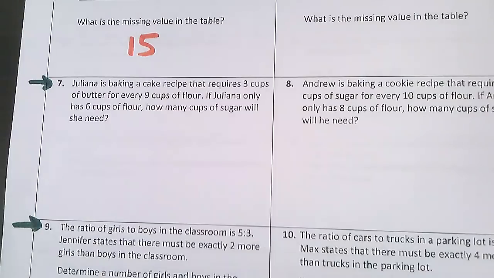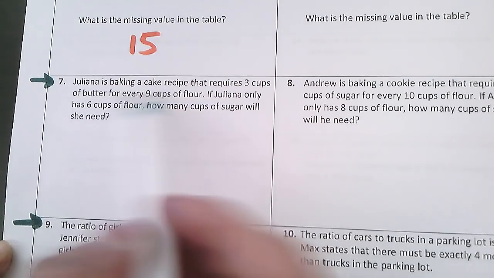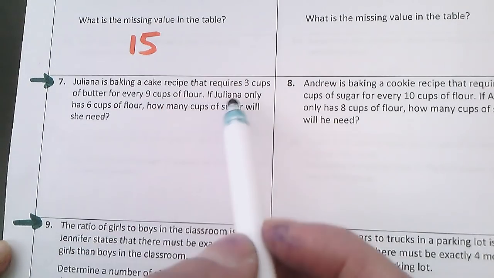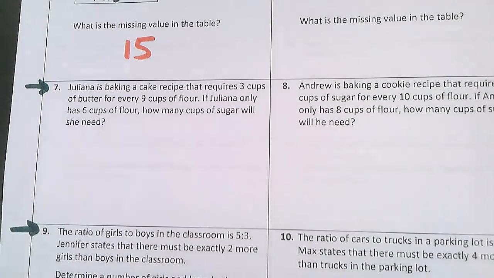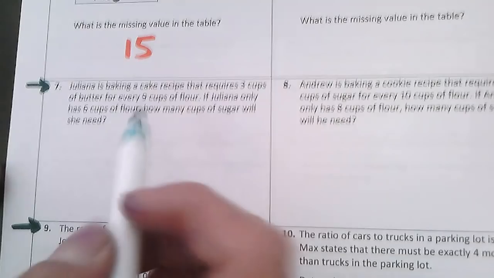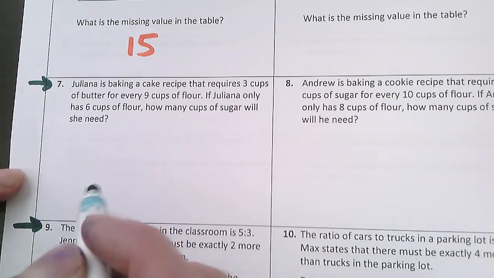Now I'm going to go over number 7. Juliana is baking a cake recipe that requires 3 cups of butter for every 9 cups of flour. If Juliana only has 6 cups of flour, how many cups of sugar will she need? Well, in this case, for this ratio, we can set up a table to stay organized.